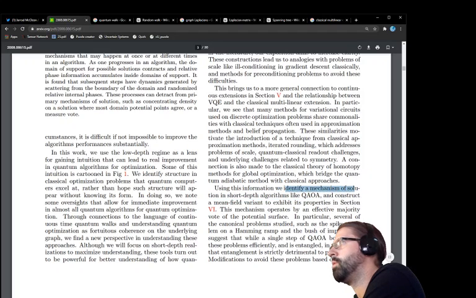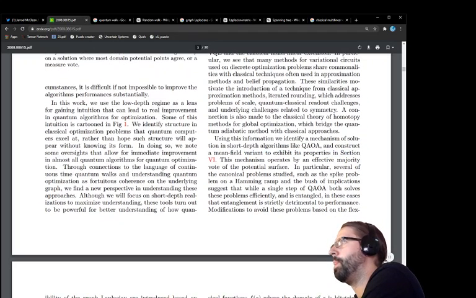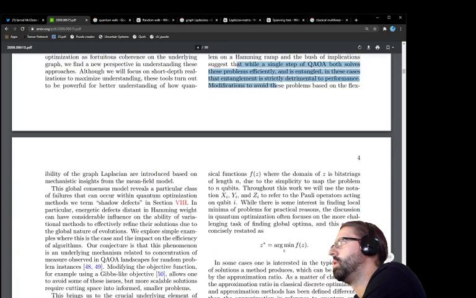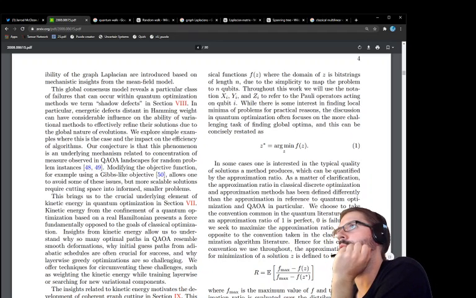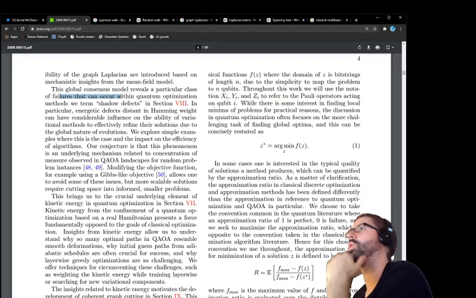We identify a mechanism of solution in short-depth algorithms like QAOA and construct a mean field variant to exhibit these properties in section 6. There's some sort of majority vote. In particular, several of the canonical problems studied, such as the spike bones. What else? This global consensus model reveals a particular class of failures that can occur within quantum optimization methods. We term them shadow effects.